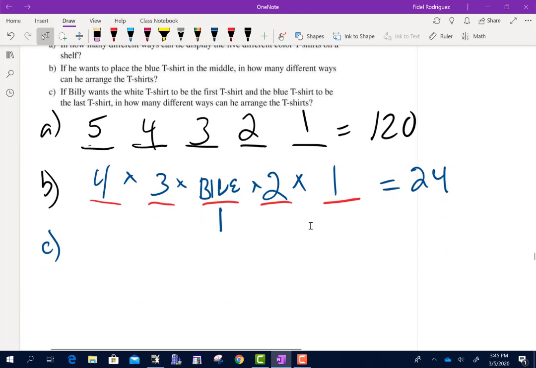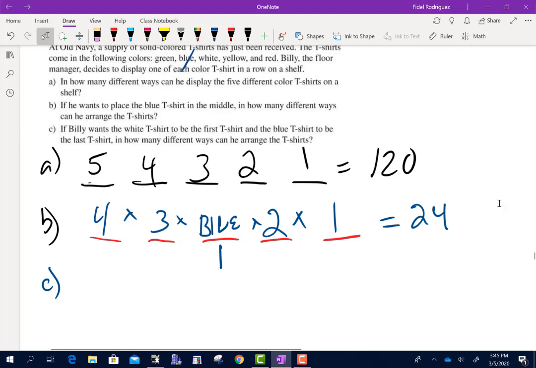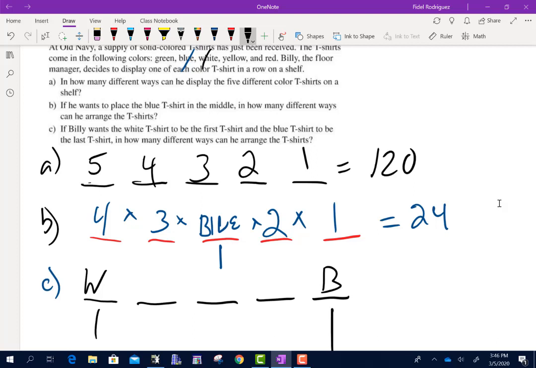And then part C says if Billy wants the white t-shirt to be the first one, and the blue t-shirt to be the last one, how many ways? Okay, so we're going to have the white shirt here and the blue shirt here. So there's only one white, there's only one blue. Notice, then we still have 3 choices, 2 choices, and 1 choice, right? And again, we're multiplying. So 1 times 3 is 3, times 2 is 6, times 1, we still have 6 different ways of doing that.